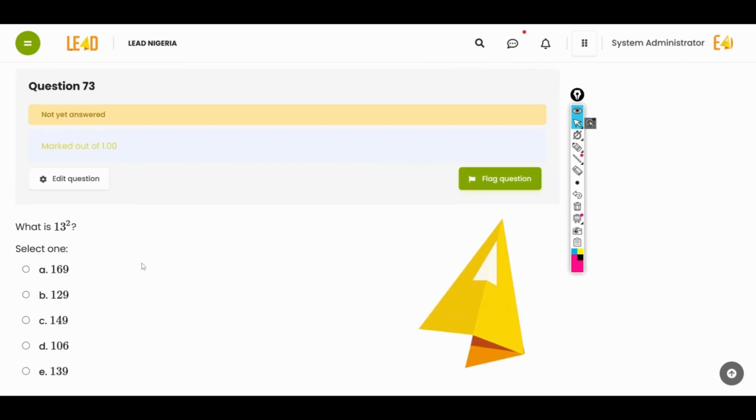Okay, so the next one is 73. It says, what is 13 squared? That just means 13 times 13, which is 169. Most of us should be familiar with this by now. 3 times 3 is 9. 3 times 1 is 3. Then we close up this space. 1 times 3 is 3. 1 times 1 is 1. If I add up, I have 9, 6, 1. So 169. That's 13 squared.